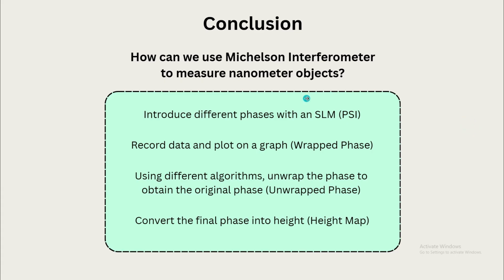So our conclusion is that to use a Michelson interferometer to measure nanometer objects, we introduce different phases with an SLM, record data and plot it on the graph, which would be a wrapped phase. And using different algorithms, we unwrap the phase to obtain the unwrapped phase. And then lastly, we convert the final phase into height. So that would be the height map.